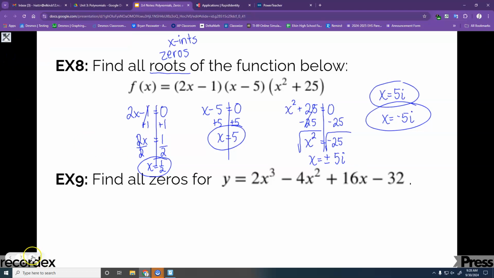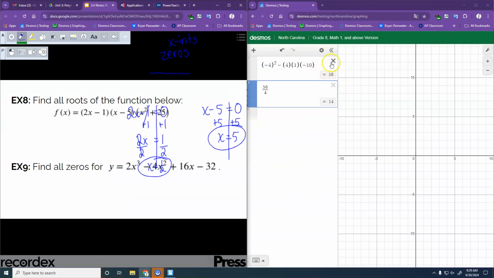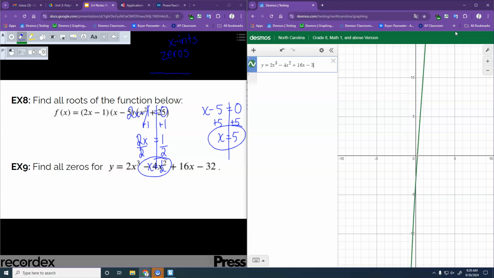All right. This last one right here is the hardest one that we're going to do. So, this one, if they give you something like this, is not factored. So we can't do it right away by hand. But if we do it with Desmos, at least I think that I have made it this way. Let's try typing it into Desmos. y equals 2x to the third minus 4x to the second plus 16x minus 32.